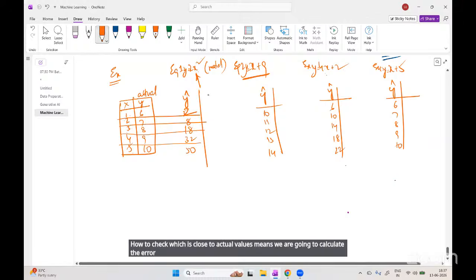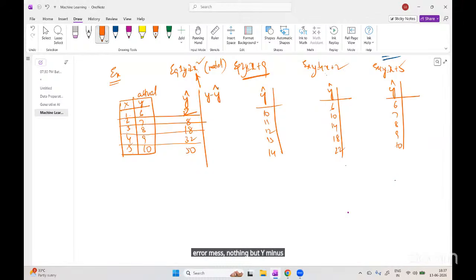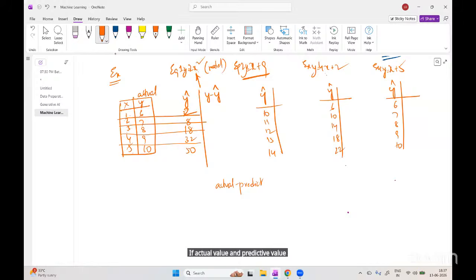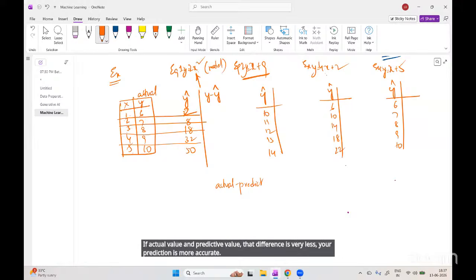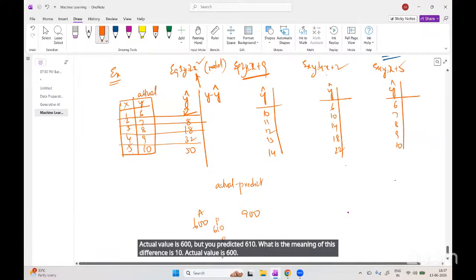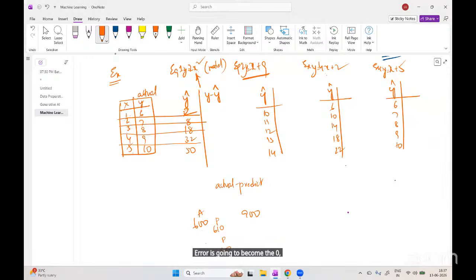Error is nothing but y minus y hat. What does y minus y hat mean? Actual value minus predicted value. If the difference between actual value and predicted value is very small, your prediction is more accurate. Actual value is 600, you predicted 900, the difference is 300. Actual value is 600, but you predicted 610, the difference is 10. Actual value is 600, your predicted is also 600, now error becomes 0. It means you have predicted perfectly.